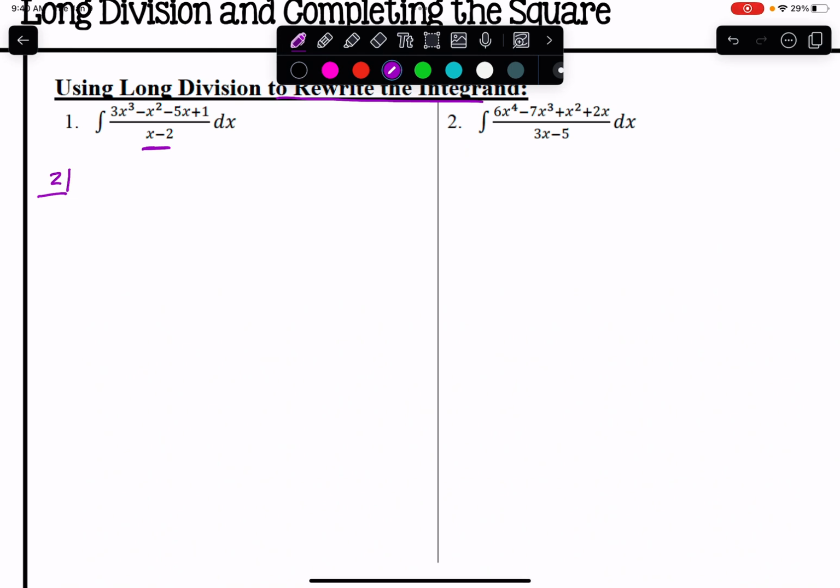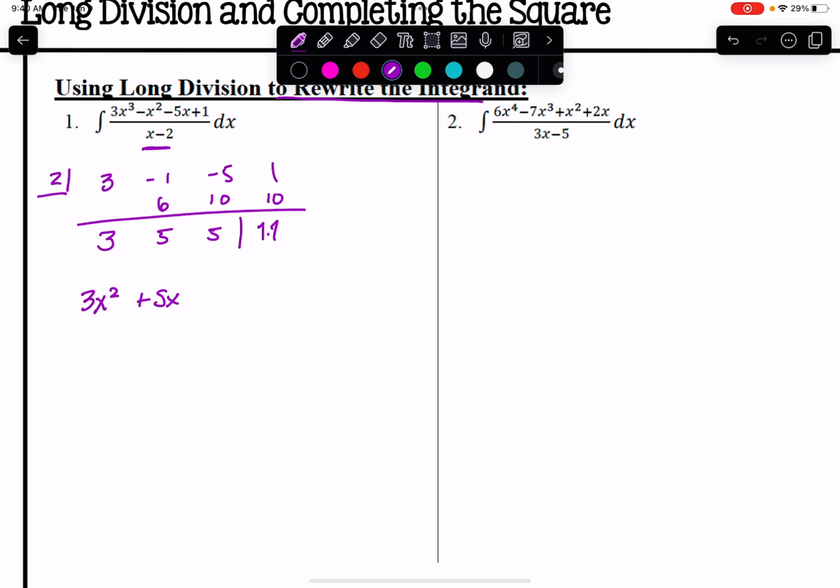So our 0 would be 2. So we have 3, -1, -5, and 1. So bring down the 3, that would be 6. 6 and -1 would be 5. That would be 10. So you get a +5, and that would be 10. So our remainder is 11. So the depressed polynomial would be 3x squared plus 5x plus 5 plus 11 over x minus 2. So that's going to be my new integral.